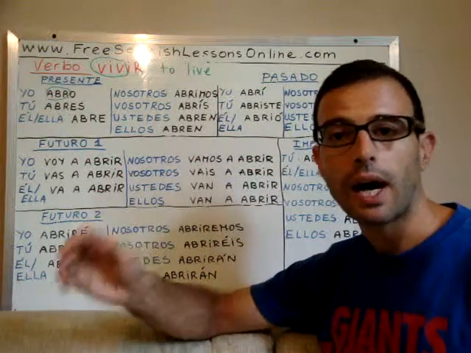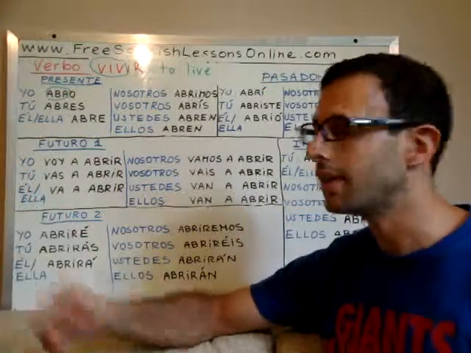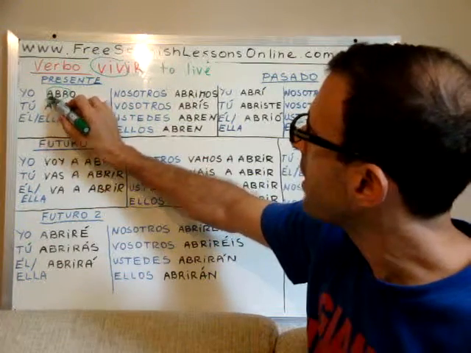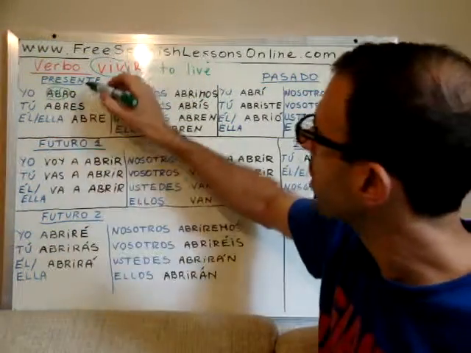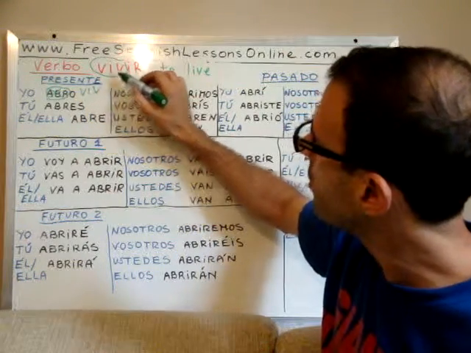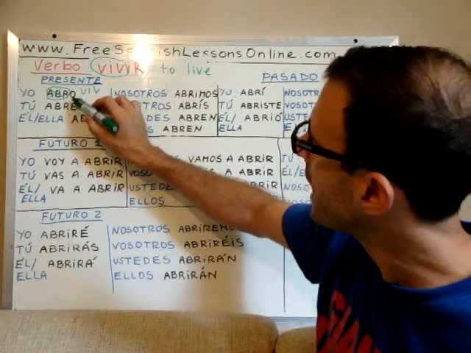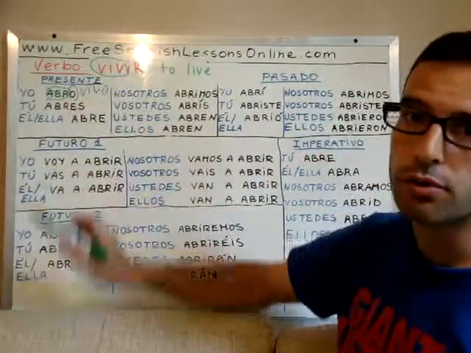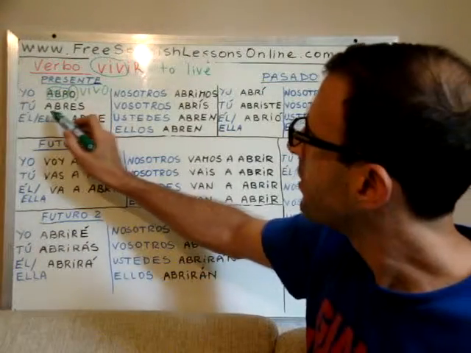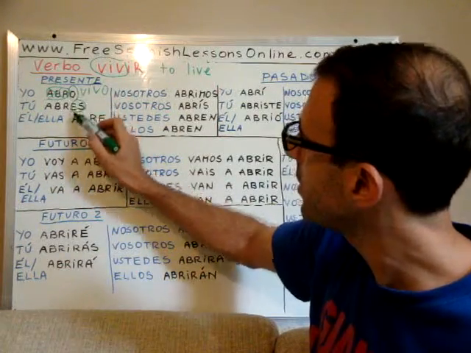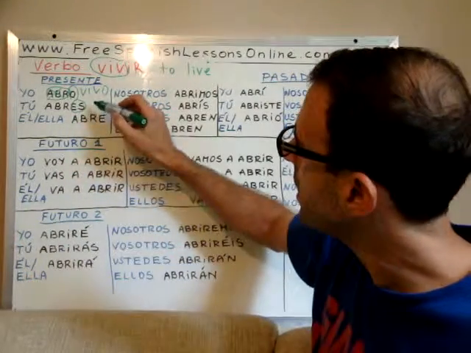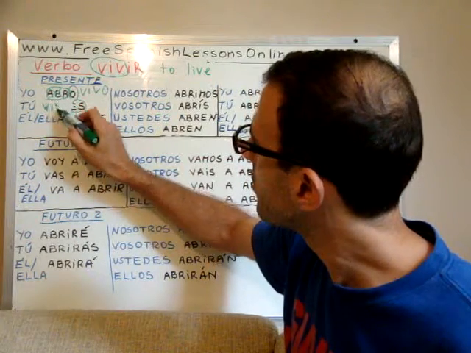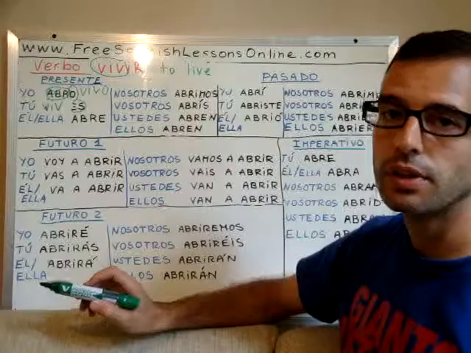We have the ending can be ar, er, or ir, yes? So, if we change this root and we use the root of the verb vivir, or to live, we add the ending o, and we have vivo. Yo vivo, I live. Same thing here. This is the ending, right? So this would be vives. Tú vives, you live.